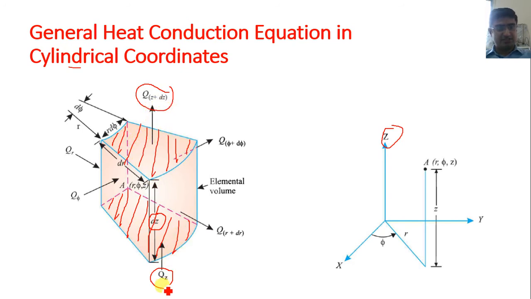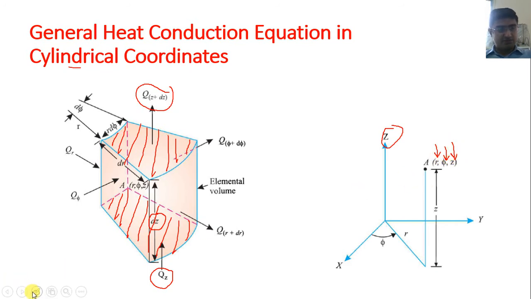So Qz is the amount of heat entering the element, and Qz plus dz is the amount of heat coming out in the Z direction through the dz thickness. Here you can see the three coordinates R, phi and Z.